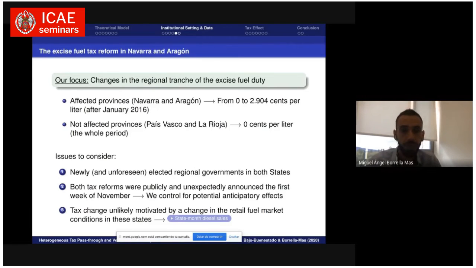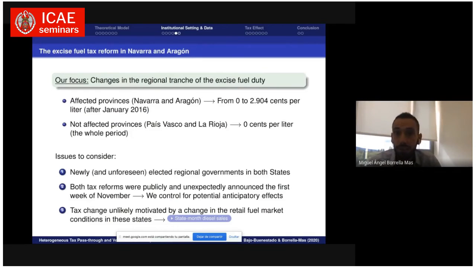Some issues to consider. First of all, the regional governments in these 2 states were previously dominated by right-wing parties. However, following the May 2015 elections, new left-wing regional governments were unexpectedly formed in July 2015 in these states. This was kind of a surprise because the previously elected governments won the elections, but some strange coalitions were formed both in Aragon and in Navarra. In particular in Navarra, I can confirm that no one could see at that point in time that the region was going to be ruled by a coalition between, I think, Bildu, Nafarroa Bai, Izquierda Unida, and Podemos. So a kind of strange coalition.